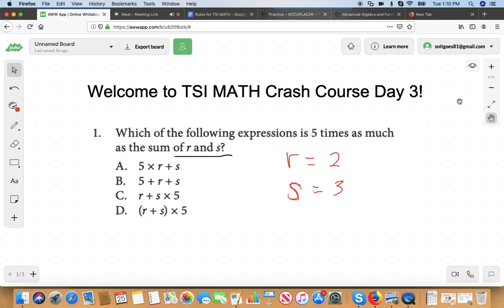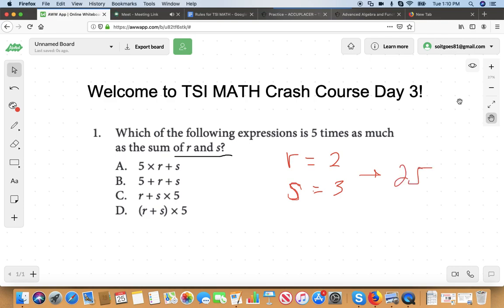So if I said, which of the following expressions is 5 times as much as the sum of 2 and 3? Well, what's the sum of 2 and 3? 5. And what would be 5 times that much? 25. Right? So when R is 2 and S is 3, we get a value of 25. Does that make sense? Yes.